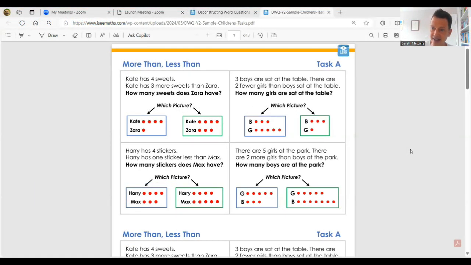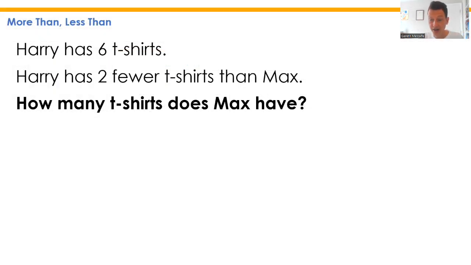So then the next step is task A, which can be printed from page 1 of the PDF file. Children have a look at the 4 questions and they decide which picture correctly represents each question. Afterwards, of course, we have a look and we see which picture does correctly represent each question.